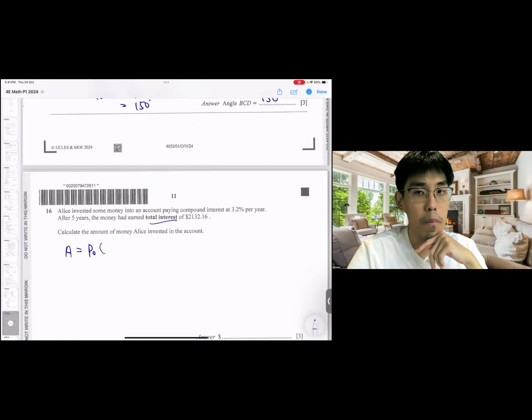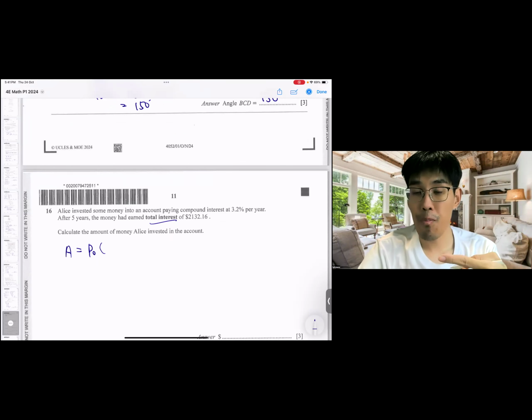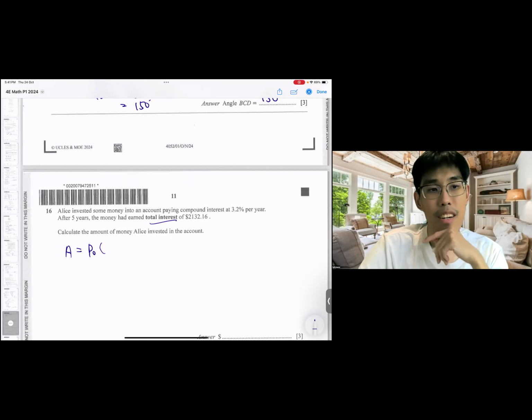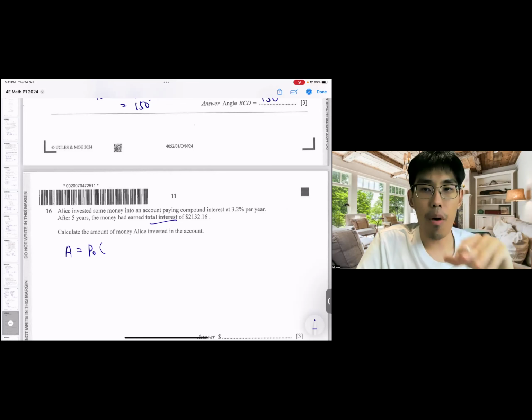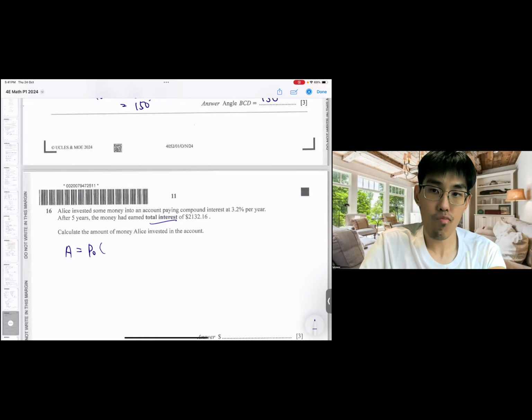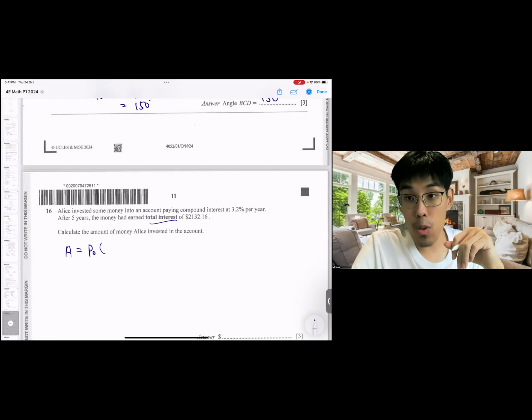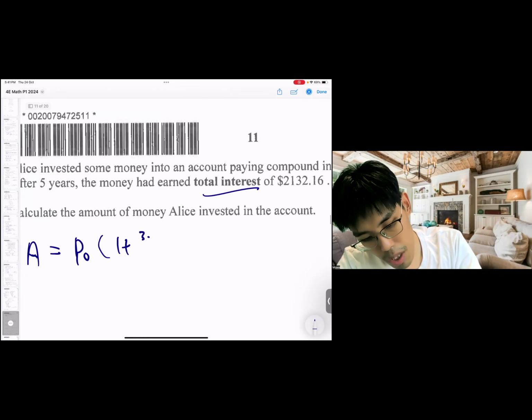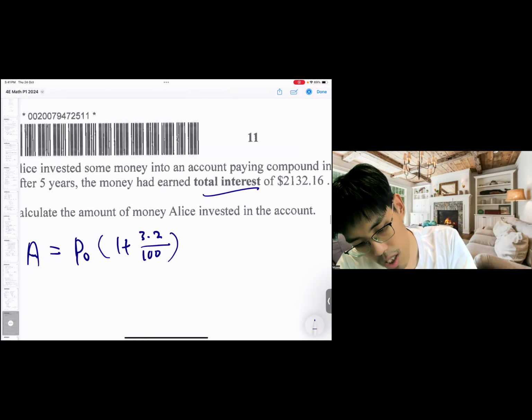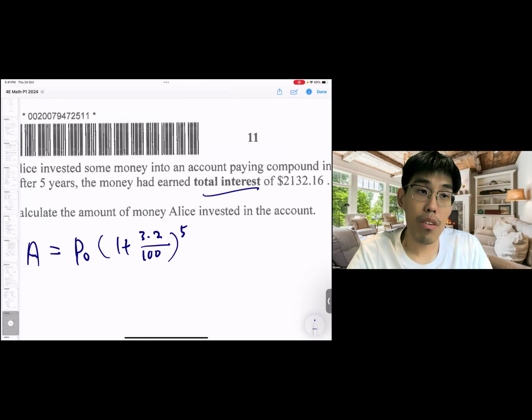So I will still ask though, because they never say compound at which time interval, and this will affect the answer. But from here, I assume it's compounded annually. So this one will be 1 plus 3.2 over 100. 5 years means 5 times.